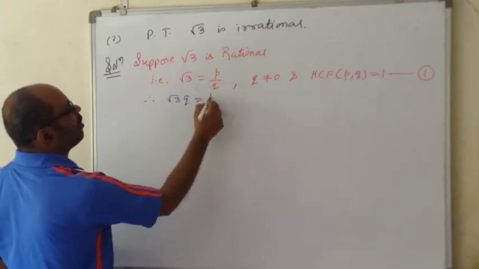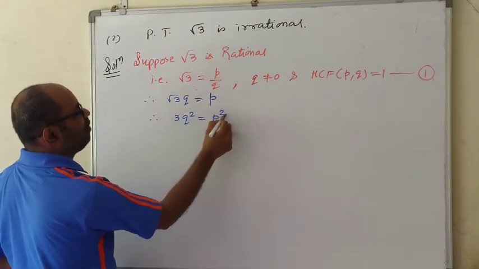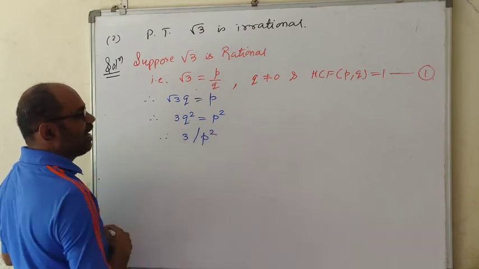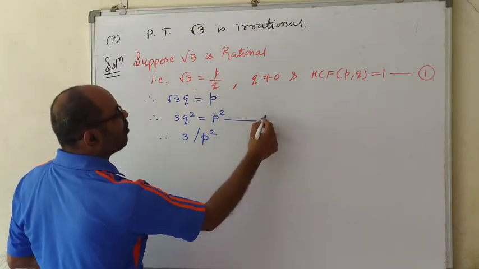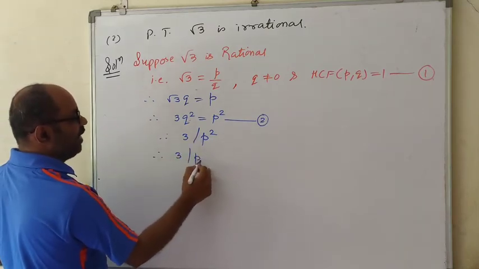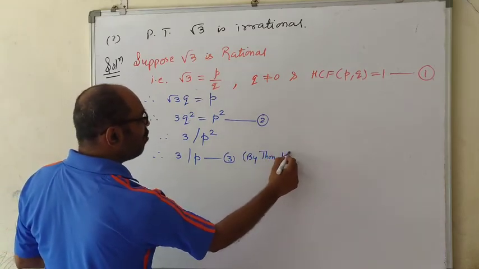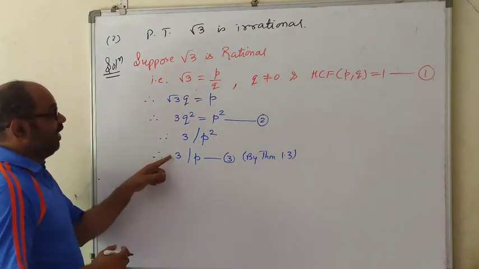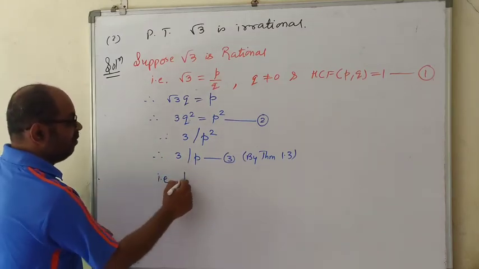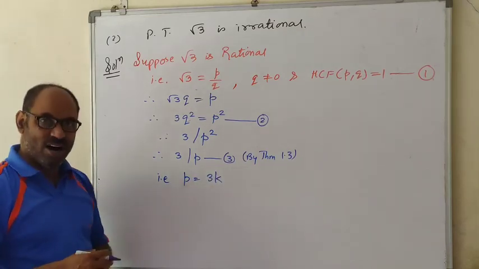Cross multiplication gives me root 3 q is equal to p. Squaring both sides, 3q square is equal to p square. So 3 divides p square exactly. I'm going to call this p square result number 2. If 3 divides p square, then 3 divides p, result 3, by theorem 1.3. 3 divides p exactly, then p is a multiple of 3, i.e. p is equal to 3k.